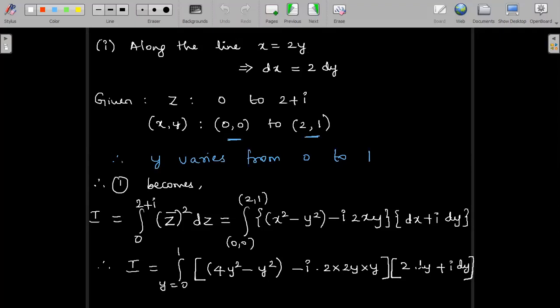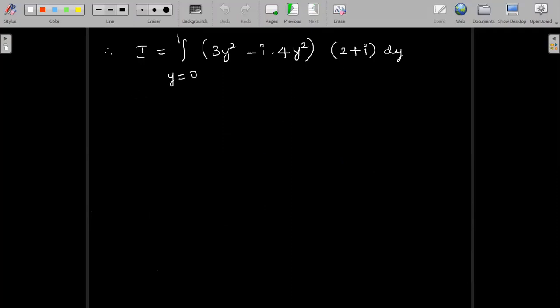Then in the next step, we observe dy is common. So we remain with 2 plus i into dy. That is what I have written, 2 plus i into dy. Now 2 plus i is a constant, I can write it down outside. So I will be equal to 2 plus i, which is a constant.